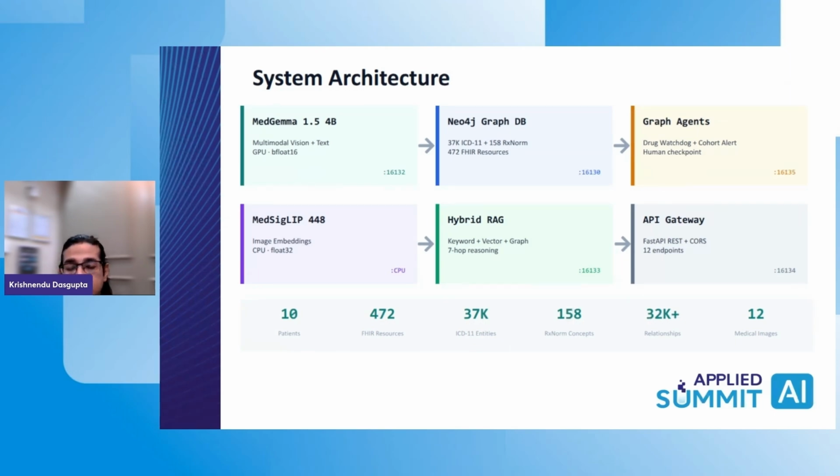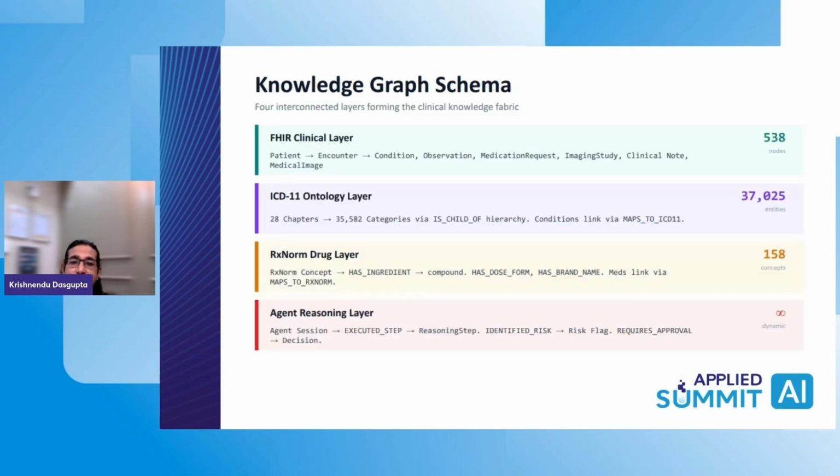And again, all of this is happening in one single GPU. So how exactly does the knowledge graph work on this particular thing? We are talking about FHIR. Now, there are certain nodes which are talking about the clinical facts. We have ICD-11, which has around 37,000 entities with hierarchy. And when I say hierarchy, let's say essential hypertension, and it's under the circulatory diseases.